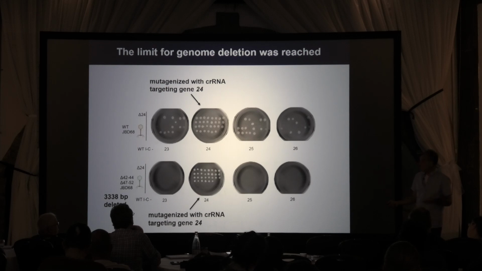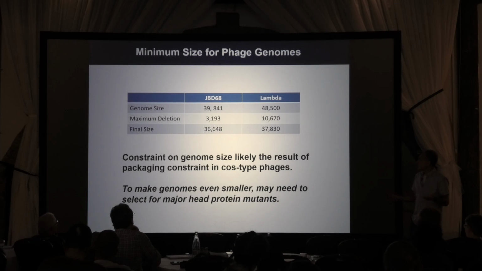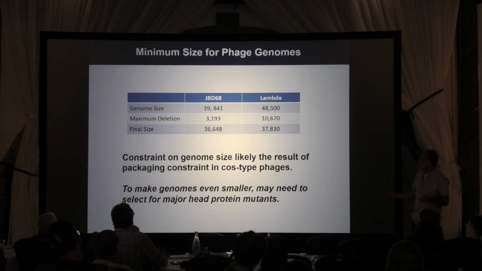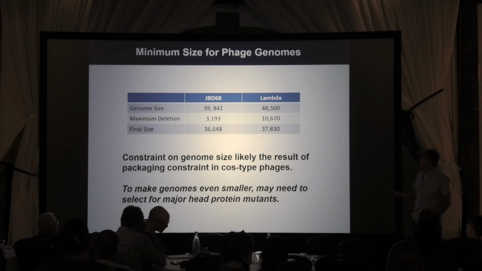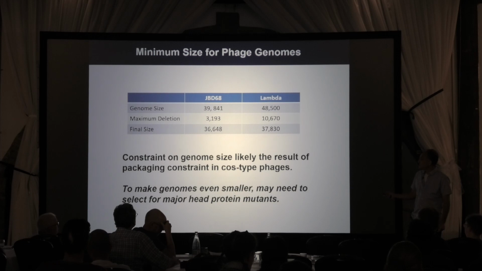So we not only learned how many genes we can delete from this phage, but we also learned that the limit for this phage is around 3,000. And we knew there were limits because in Lambda they've done lots of studies, and in Lambda you can delete about 10,000. So we were kind of thinking we could delete 20% because that's what you could do in Lambda, but in this phage we can only delete around 3,000.